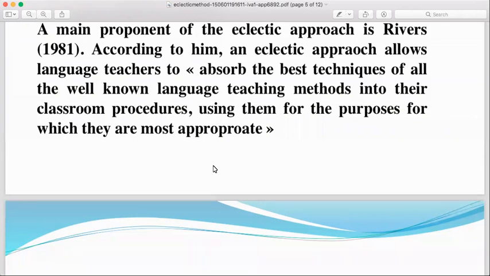Now, what was the need for the eclectic approach? It was needed because a number of applied linguists believed there was a realization that none of the methods was fully successful. Finding a perfect or ideal method was unachievable because each method had its weaknesses and its strengths, right? And this is what we have been doing while we were doing all those methods.